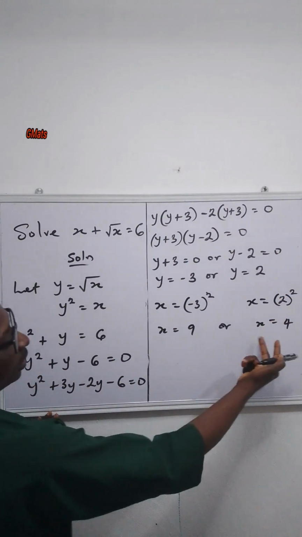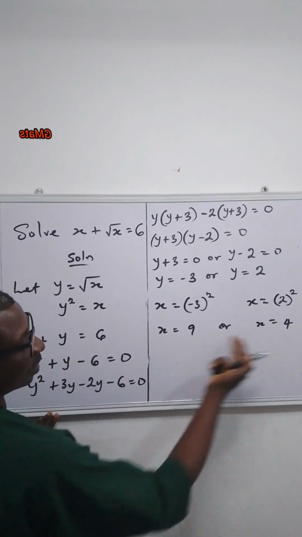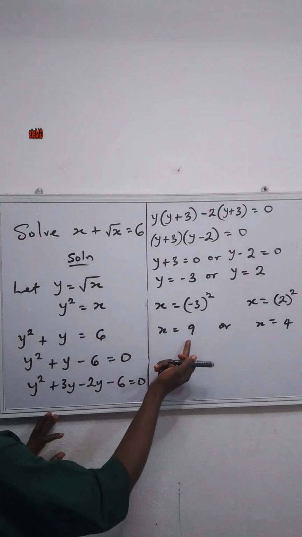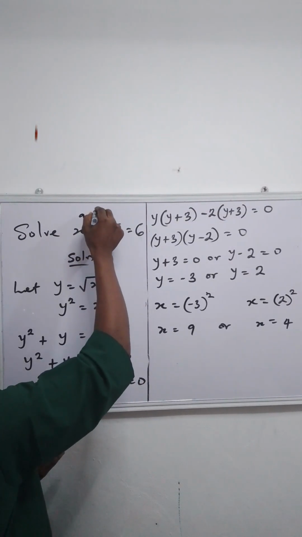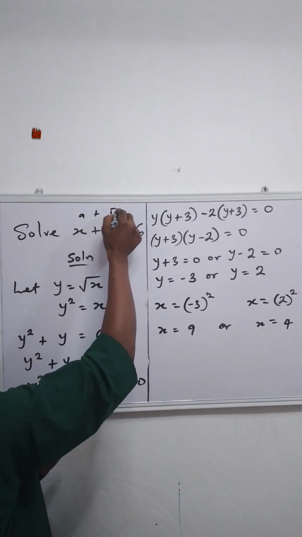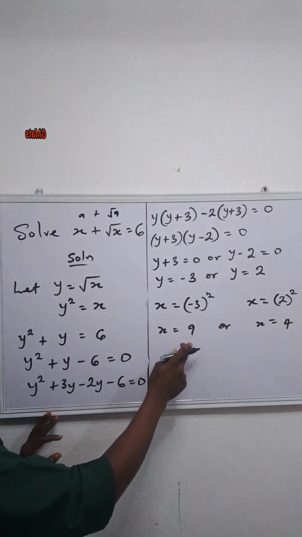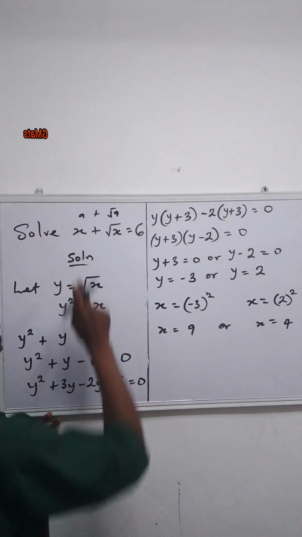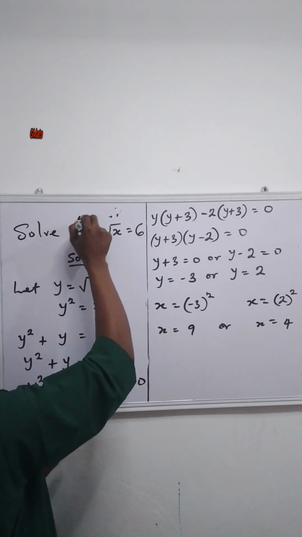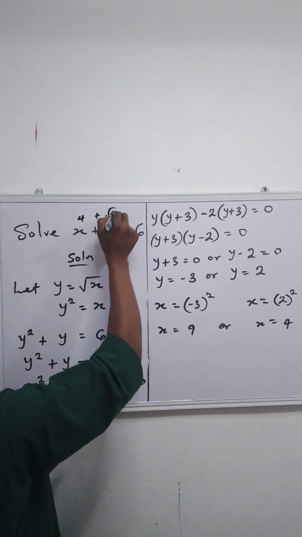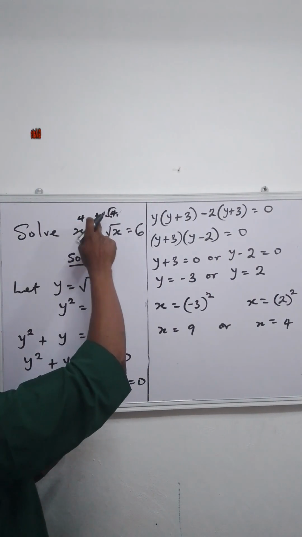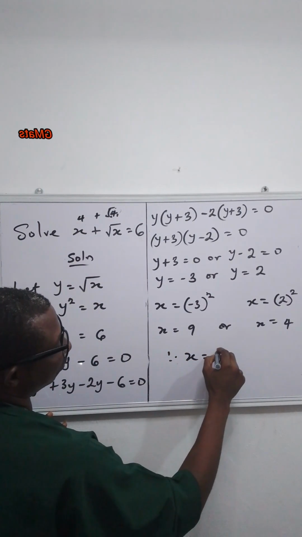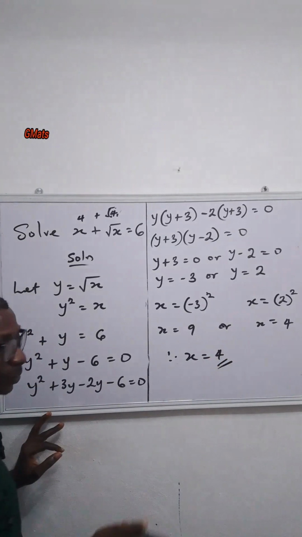Alright, so now let's check if these two answers are the solution. So let's plug in 9 here. If you plug in 9, we have 9 plus square root of 9. So it's obvious 9 is not a solution. Alright, so now let's look at this second one. So let's plug in 4. So we have 4 plus square root of 4. So that's going to give us 4 plus 2. And that gives you 6. Therefore, x is 4. So that's the solution to the problem.